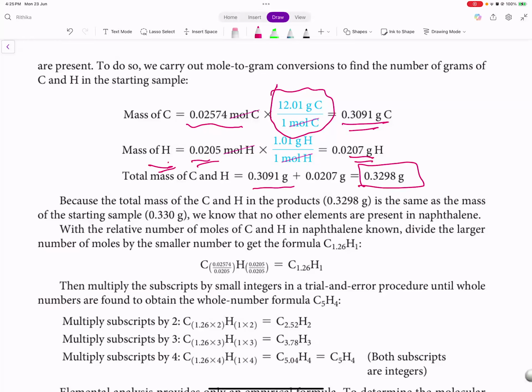This is nearly equal to the sample's mass, because the total mass of the carbon and hydrogen in the product is the same as the mass of the starting sample, 0.330 gram. We know that no other elements are present in naphthalene, right? And after that, we just start with the same thing.